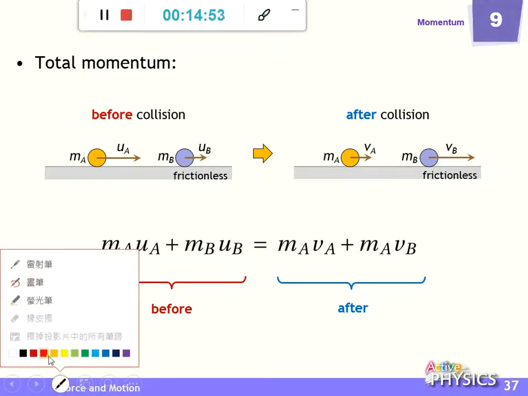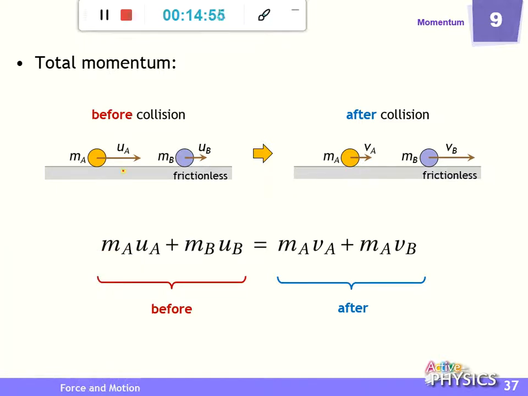Total momentum means that we have momentum, but not only one, maybe two, depending on the number of objects. In this case, we have object A and object B. For object A, we have the initial momentum mAuA. For B, we also have the initial momentum mBuB. Add them together, and we say that is the total initial momentum. Similarly, for the final one, after the collision, mAvA plus mBvB added together will be the total final momentum.